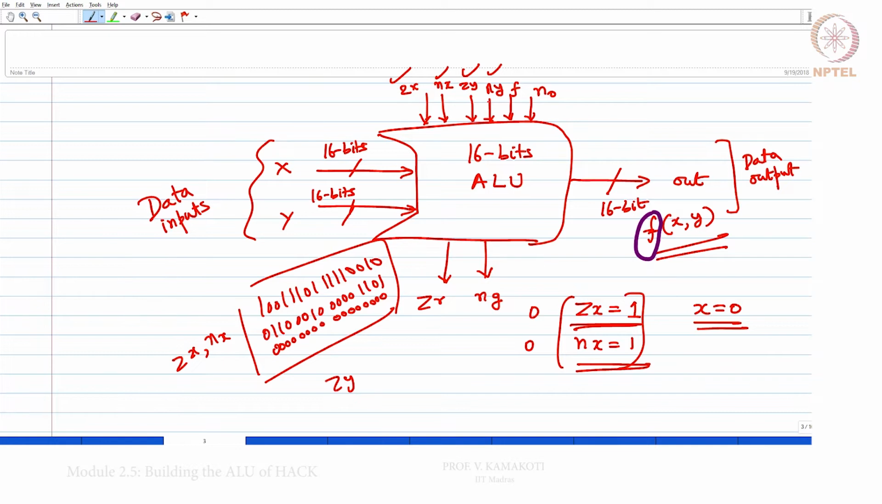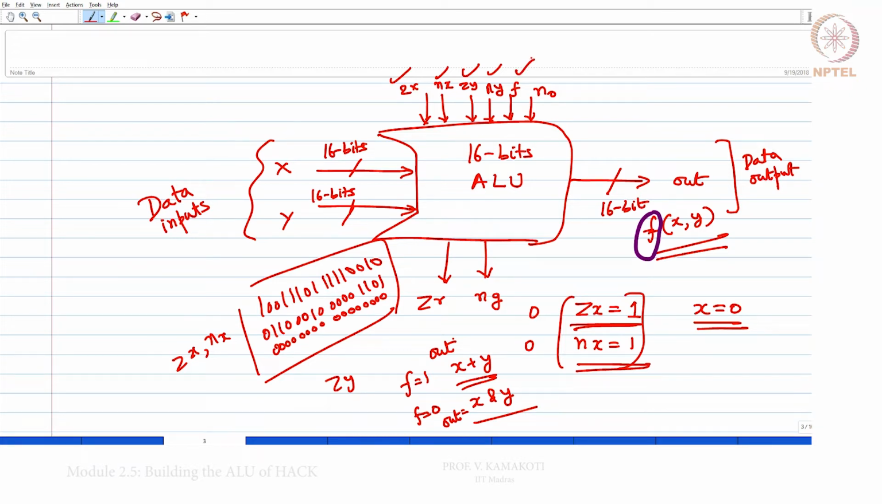Then what is f? When f is 1, then x plus y is calculated. If f equal to 0, then x and y is calculated. So when f is equal to 1, out will be x plus y. When f equal to 0, out will be x and y. So that is how f is defined.